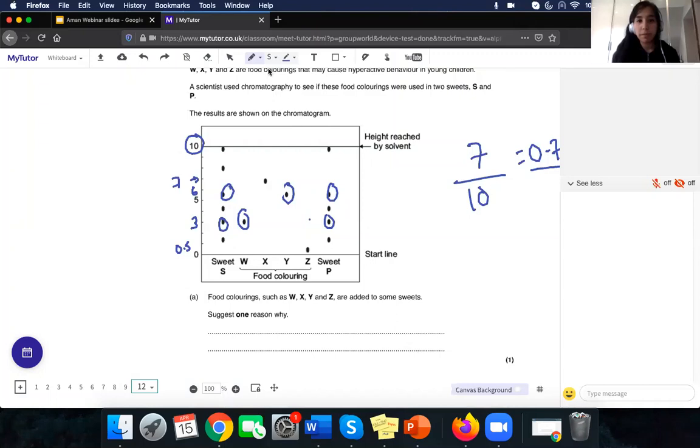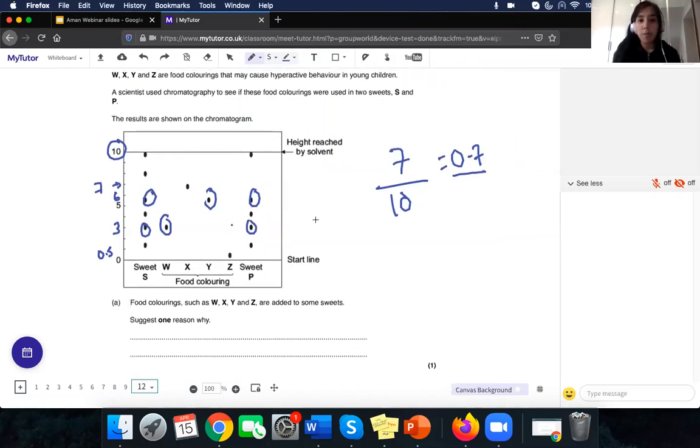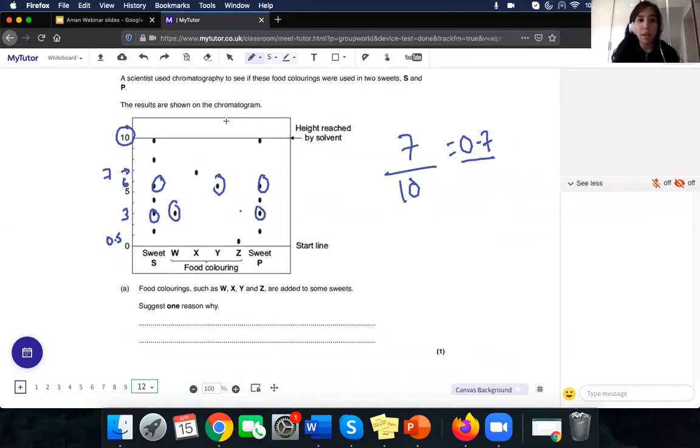Can you please explain what RF is? Yep, so RF is the retention factor. The question that we're on is a great example of that. So if we have a look at X, we can see that X on the scale has moved to about 7. It doesn't have a unit on it, and that's absolutely fine. We don't need units for retention factor. So if it's moved 7, we want to know how soluble X is, so we do that as a fraction, 7 over how far the solvent moved.